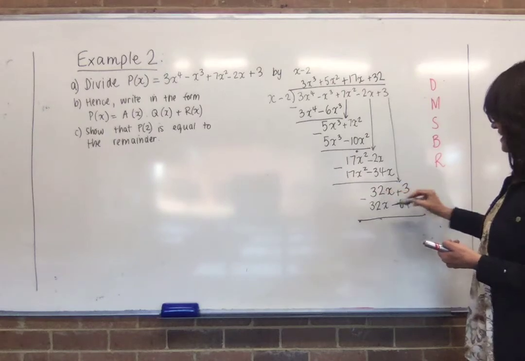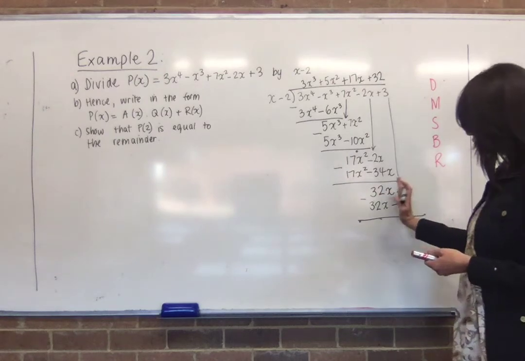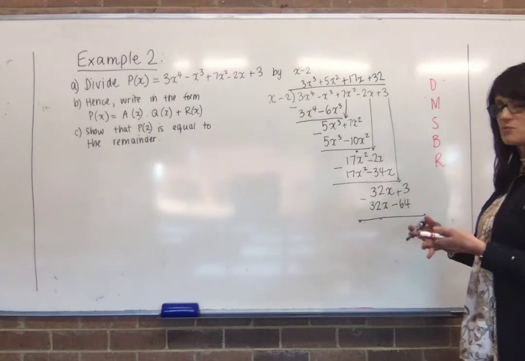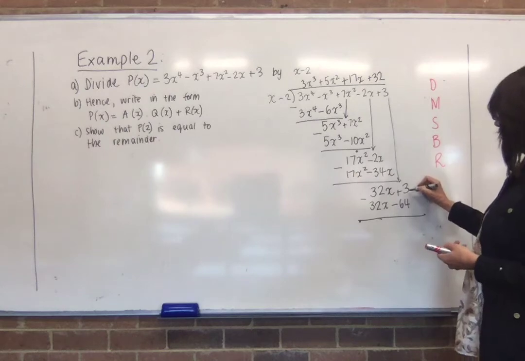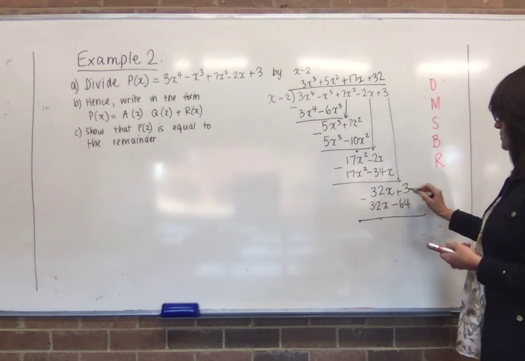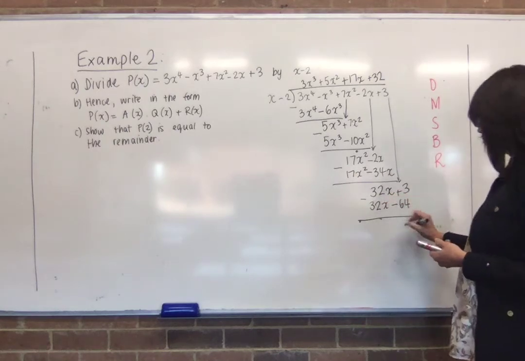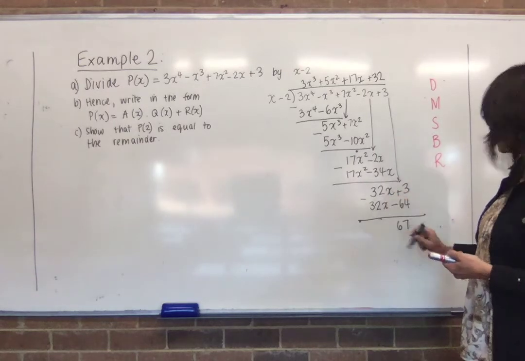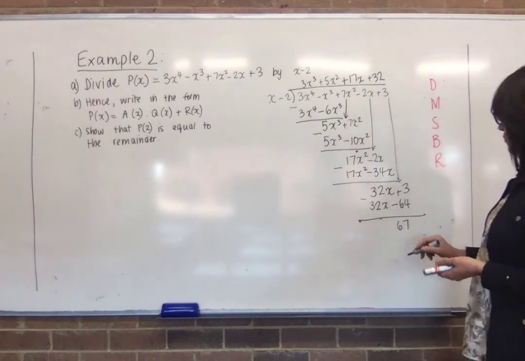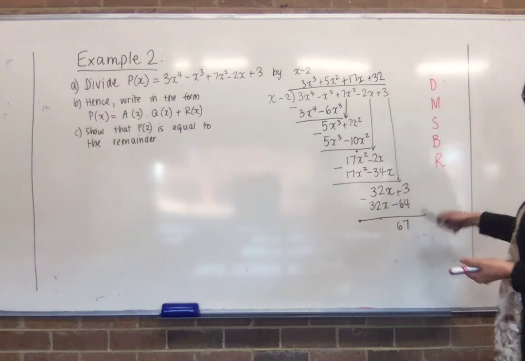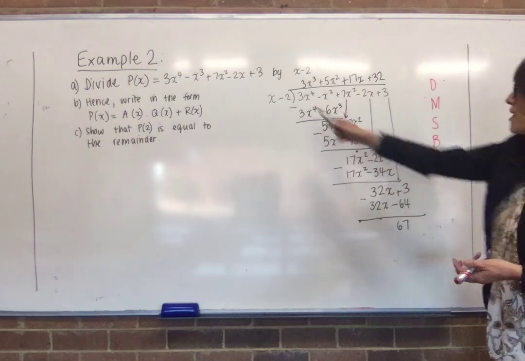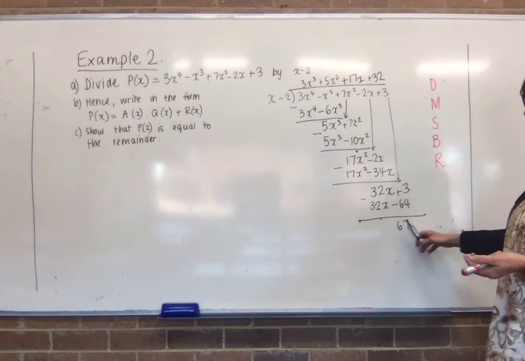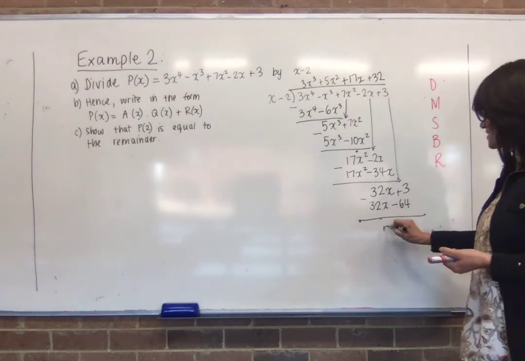3 minus negative 64. When we're doing this subtraction, we move from the right backwards, as we would normally when subtracting. 3 minus negative 64 becomes 3 plus 64, which is 67. 32x minus 32x is 0. Now we're left with this remainder. We have no more, x can't divide into 67. So you'll notice now we have a remainder of 67.